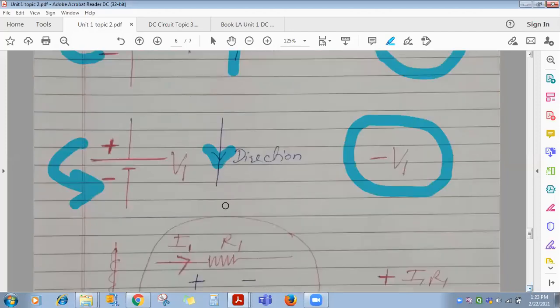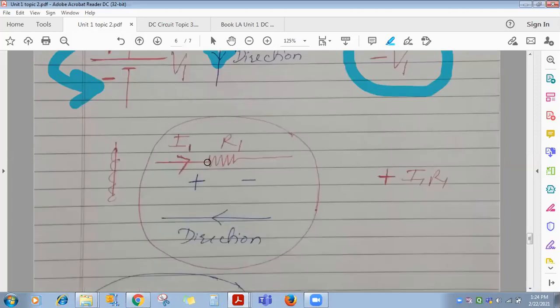So this is about the voltage source. The same is the thing for voltage drop. See here, what is this? This is the resistance R1. The current flowing through it is I1. Now, whenever current flows through any resistance, will there be a voltage drop across it?